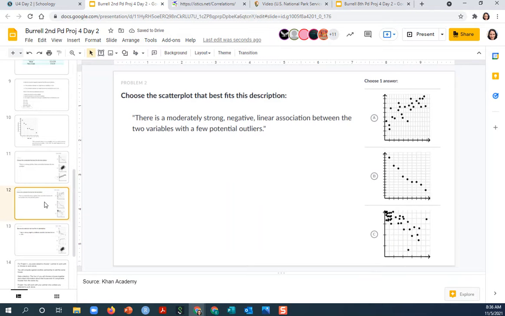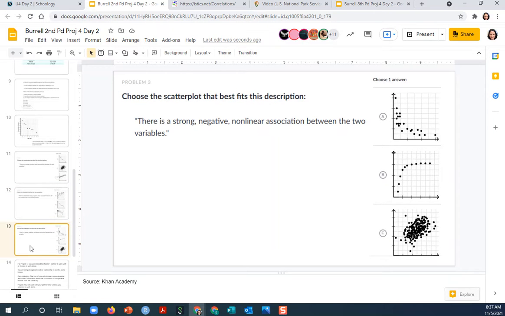There is a moderately strong negative linear association between the two variables with a few potential outliers. So moderately strong, and then look for the outliers, and I'll have you vote in just a minute. All right. You're looking for moderately strong, negative, and outliers. Raise your hand if you chose A. Raise your hand if you chose B. Raise your hand if you chose C. All right, of those of you who voted, you all got it right. That's good. You can see the outlier over here and over here, and then the rest of this is that moderately strong data. Excellent. One more.